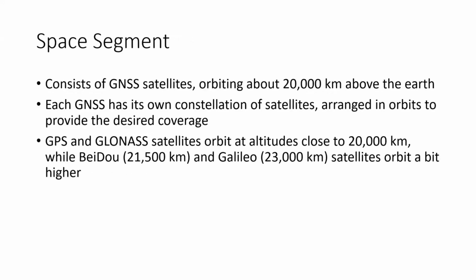The space segment consists of satellites. Most of the GNSS satellites orbit at more than 20,000 kilometers of elevation. For GLONASS and BeiDou, the elevation is around 21,000 kilometers. Galileo is at 23,000 kilometers from the Earth's surface.